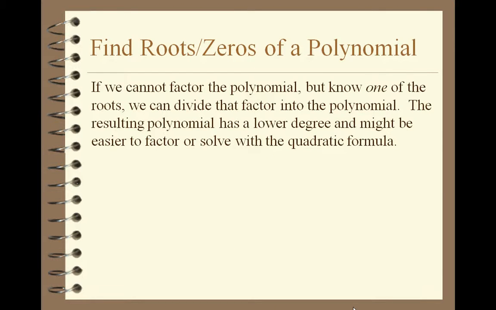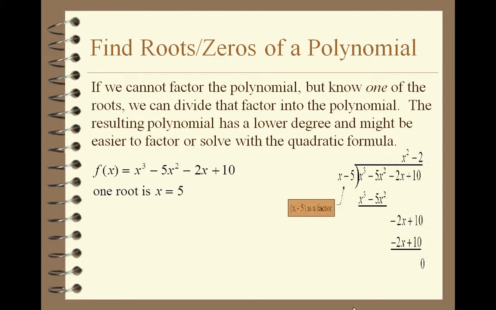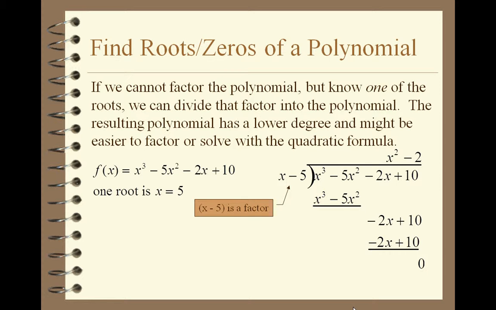Alright, let's learn how to find the zeros of a polynomial. It says if we cannot factor the polynomial but know one of the roots, we can divide that factor into the polynomial. The resulting polynomial has a lower degree and might be easier to factor or solve with the quadratic formula. So let's look at this. f of x equals x cubed minus 5x squared minus 2x plus 10. And one root is given to us. It says one root is x equals 5.